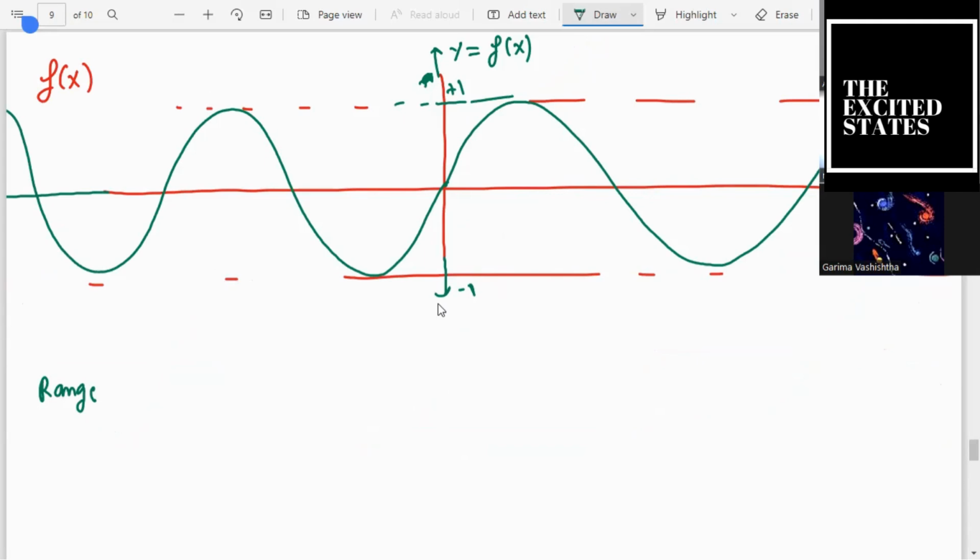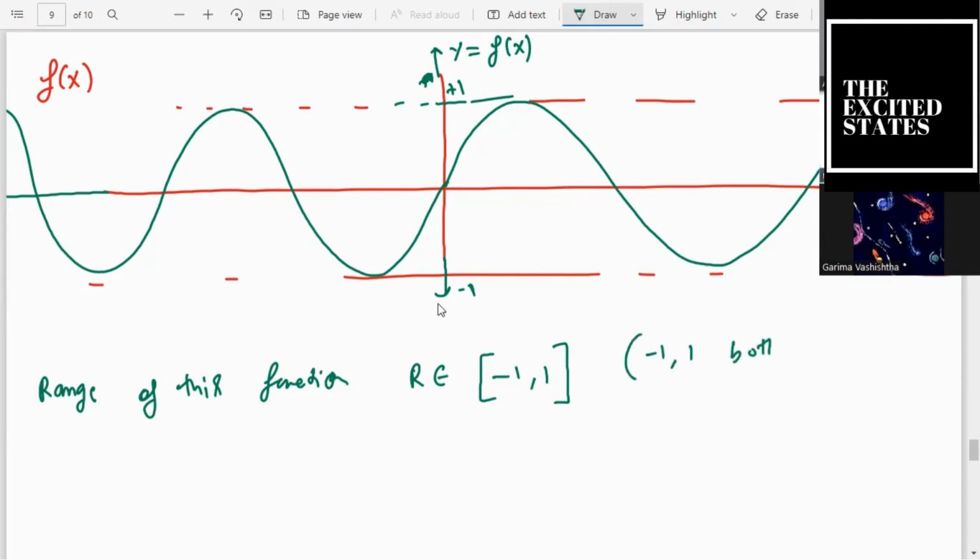So the range of this function, R, belongs to -1 to 1. Are -1 and 1 both included or not? Yes, both included. So we will use the big bracket. Big bracket means -1 and 1 are both included. So this is called the range of the function.